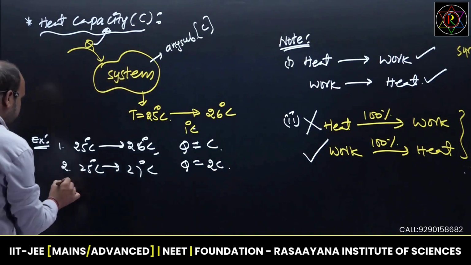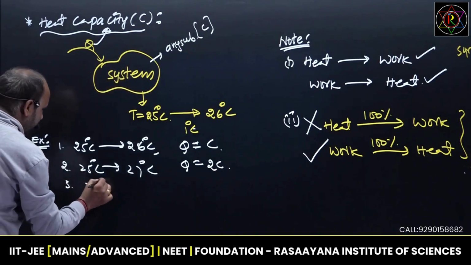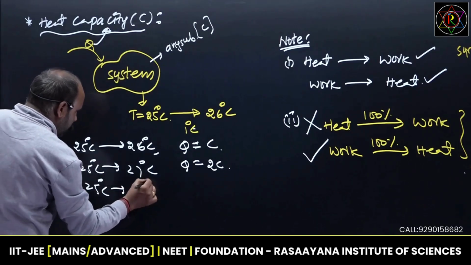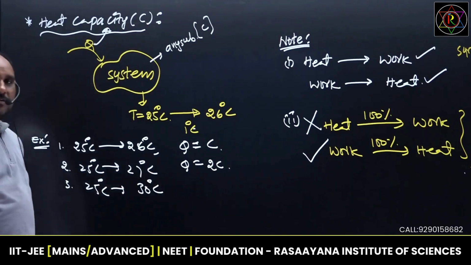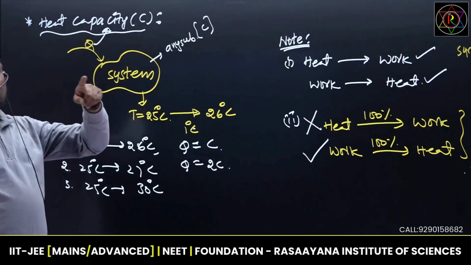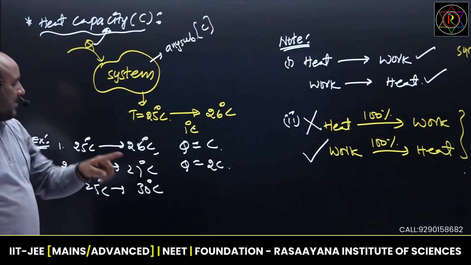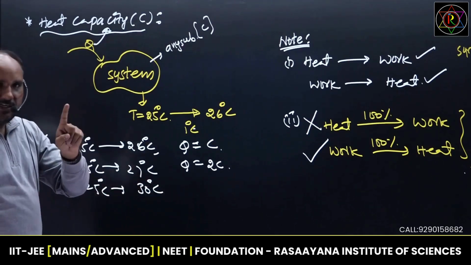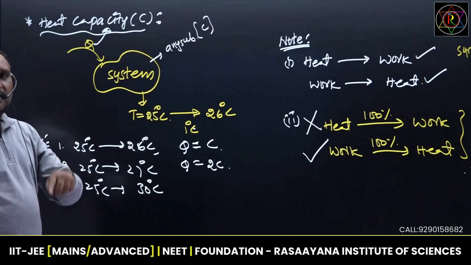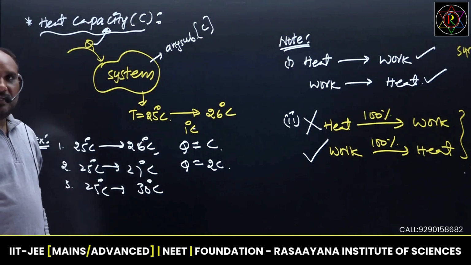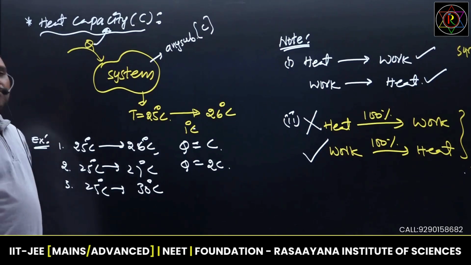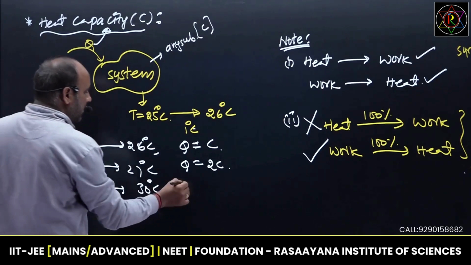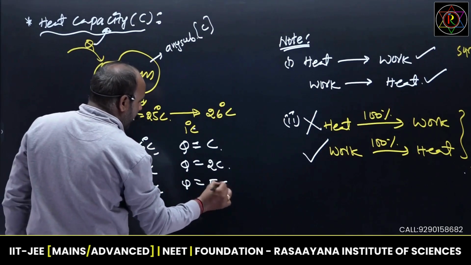So for example, to rise from 25 degrees centigrade up to 30 degrees centigrade, the heat capacity is considered for only 1 degree centigrade. Here 5 times will be there. So 25 to 26 is 1 degree, 26 to 27 is 1 degree, 27 to 28 is 1, and so on. Overall 5 degrees means 5 times. Therefore Q will be 5 into C.